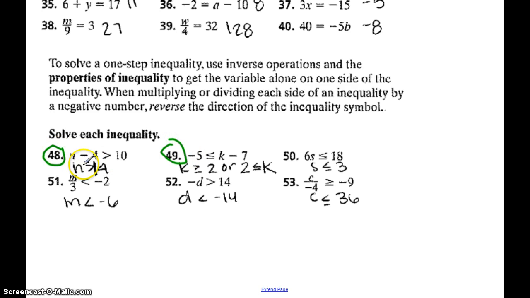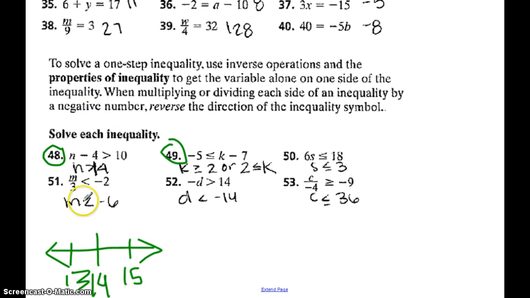So 48, there you go, n is going to be greater than 14 because you just add the 4 to both sides. Now that, if I draw my line out like this, because you're going to have to graph it on your test tomorrow. So here my 14 is in the middle, then I've got a 15 and a 13. Sorry, my writing still isn't all that great. And so I put a circle around the 14 because that's what I see.